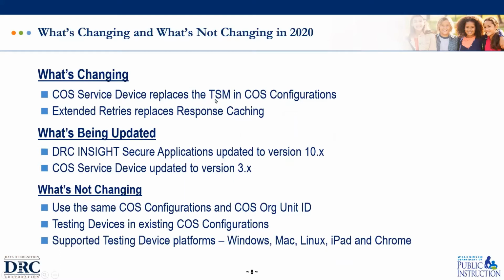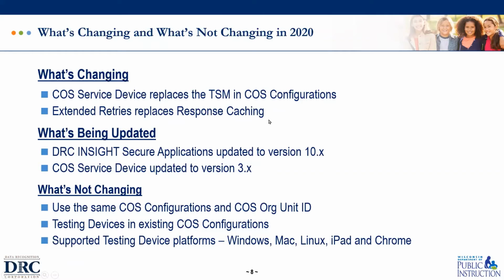The other thing with the TSM going away is we no longer support response caching. The TSM and response caching were designed when the internet was really the bottleneck for testing, and now a lot more of the challenges are local, on the Wi-Fi, keeping devices connected. So extended retries was introduced last year, and you were using it very successfully to improve that student experience.